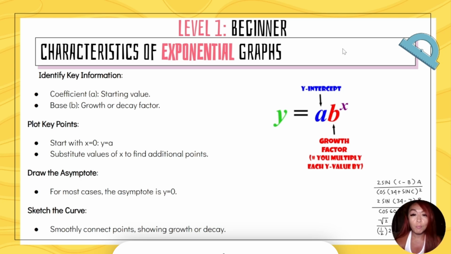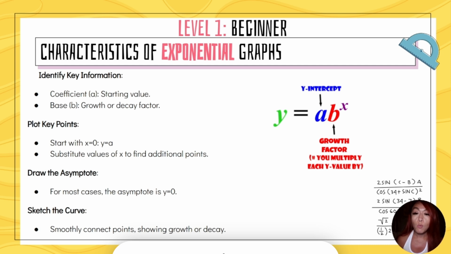Some key information about exponential graphs are the coefficient A and the base B, right? If you look at this equation here, this is the general form of an exponential function, y equals AB to the x. A is your starting value, so your y-intercept, and B is your growth or decay factor. So that's the number that you're going to multiply each y value by to get to the next one.